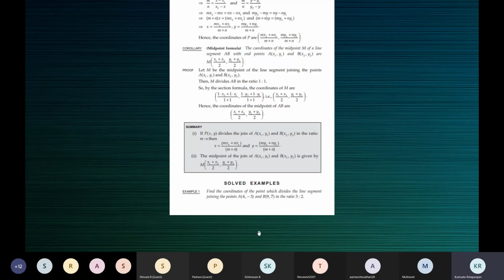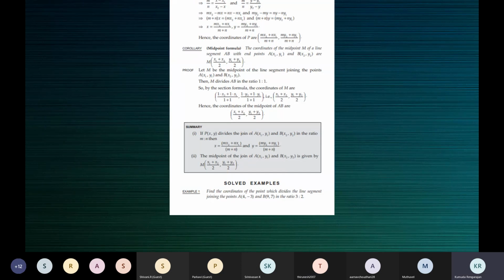Now class, tell me which is x1. What's the value of x1, children? 4. Now listen to my question carefully. What's the value of x2? 9. What is y1? Minus 3. And y2? 7. And the ratio m is to n. M is 3. N? 2. Okay.